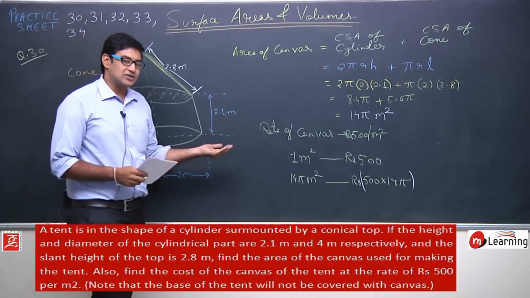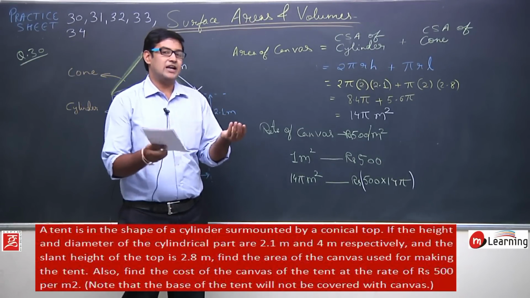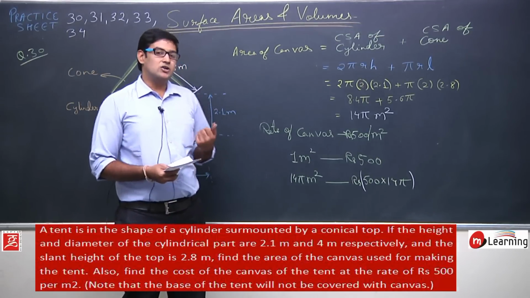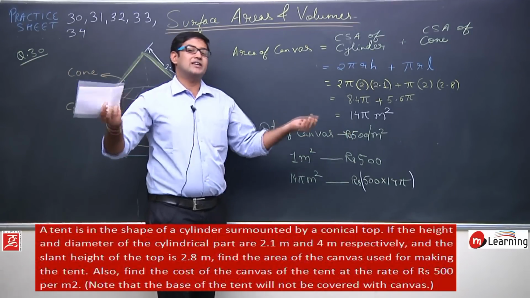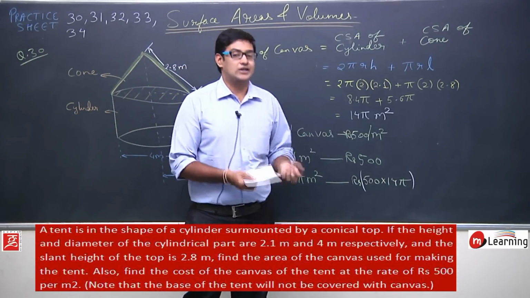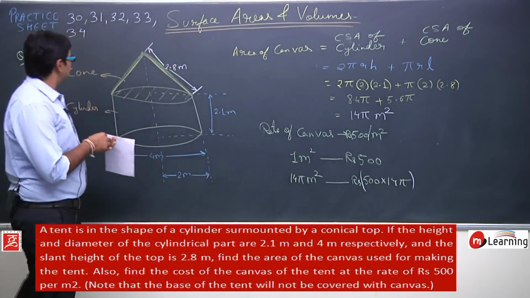So you can see this question is a practical situation. It's simply that there is a tent, I need to set up a tent, and I saw that the canvas is at the rate of 500 rupees per meter square. So how much canvas will be used to make my tent? Okay, it is like this. So this is the solution for question number 30.